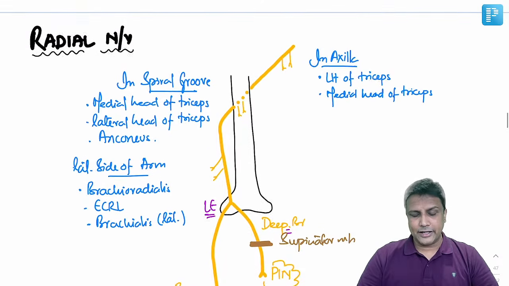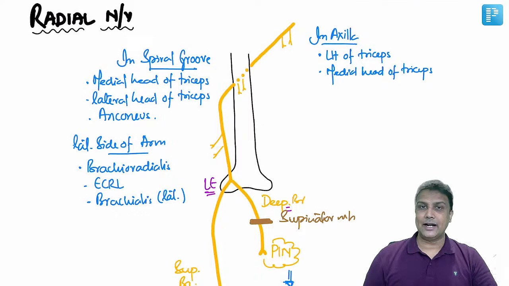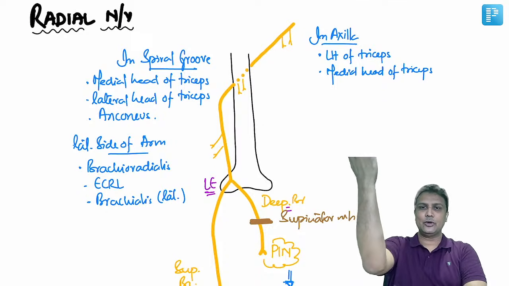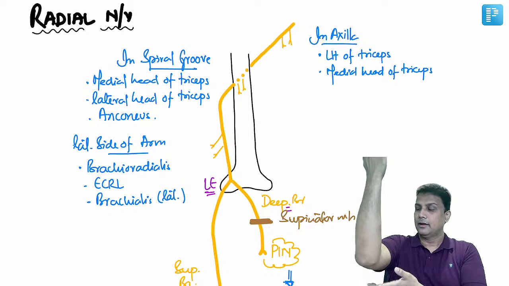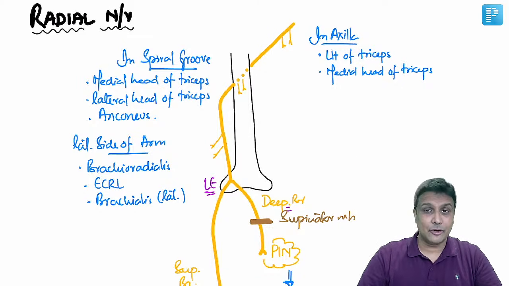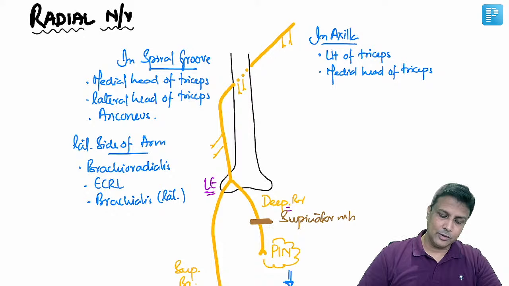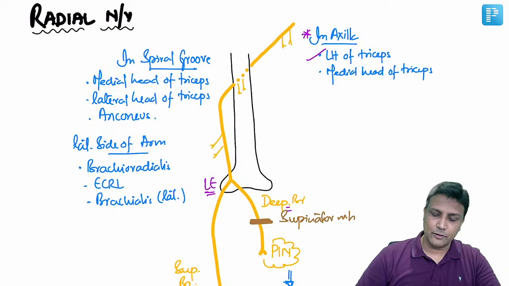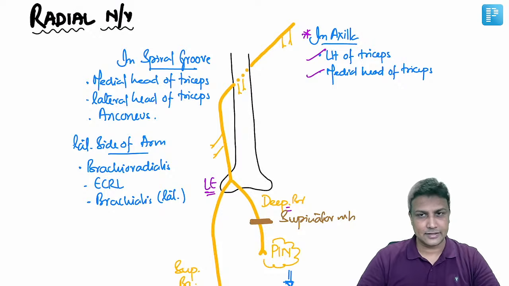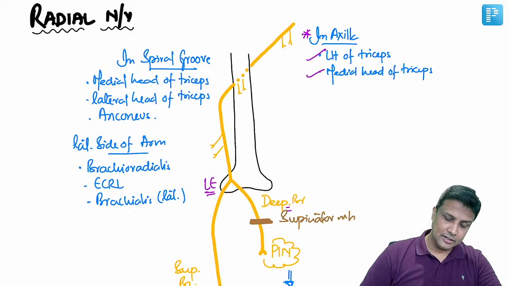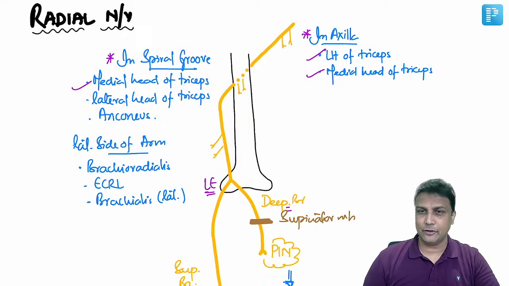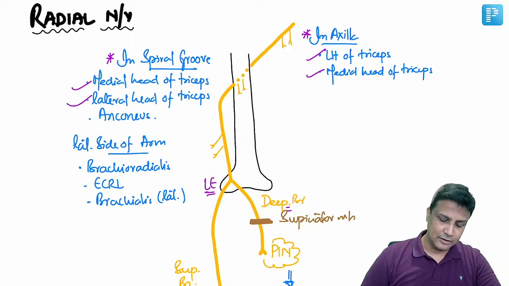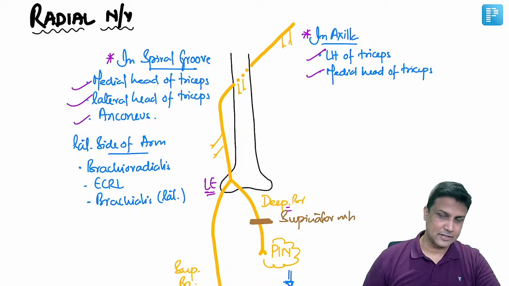Now I already told you that radial nerve is the one which will be supplied to your entire posterior compartment here. The posterior compartment of arm will be having triceps. In that, you remember from the axilla itself, it is actually giving the branches to long head of triceps and a part of medial head of triceps. Then in the spiral groove, it will be giving the supply to the remaining medial head of the triceps along with the lateral head of the triceps as well as the anconeus muscle.